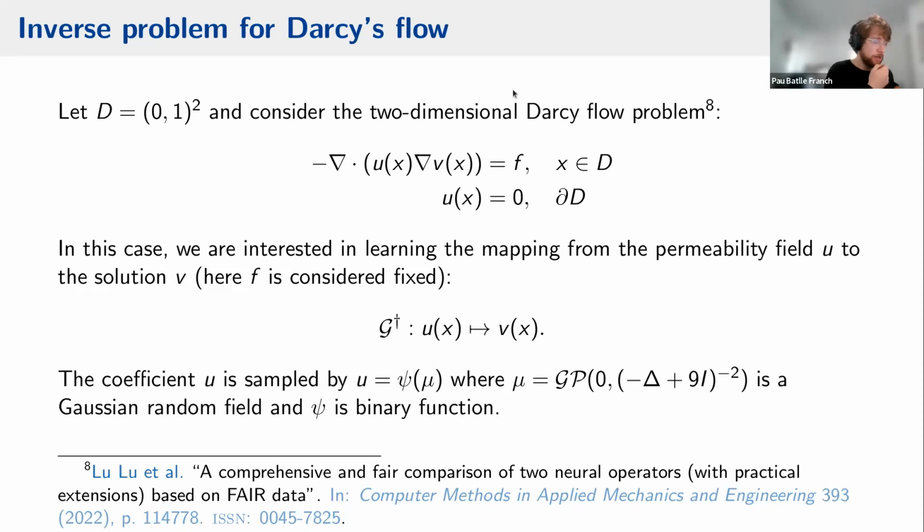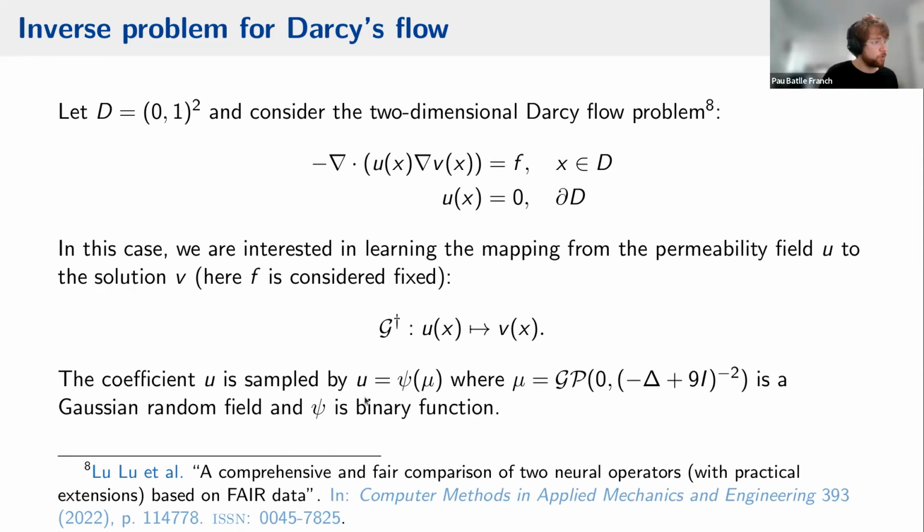Let me present a particular instance of the examples that were on that table. I'm going to talk about Darcy flow, which is an inverse problem for a PDE. So we have this PDE here, and as I mentioned, there's different maps that one might be interested in. One can fix U of X, which is a permeability field, and map F to B, which is the solution. There's a typo here: this should be a B, the solution. Or you can fix F and map the permeability field to the solution, which is what we do here, and which is usually given the name of an inverse problem.